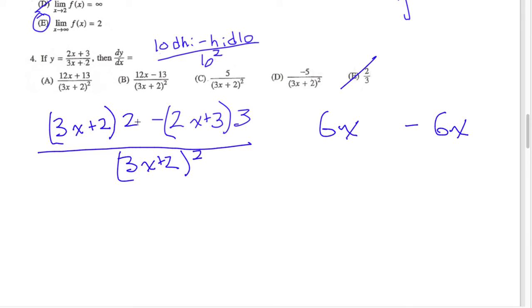So I notice immediately that my 6x's cancel out, which means A and B are out. All right, now I need to figure out what's going on here. I have 2 times 2, which is 4, so 6x plus 4. And then 3 times 3 is 9, but that negative distributes into each of those parts, so I really have a negative 9. So plus 4 minus 9. 4 minus 9 is negative 5. Answer is D.